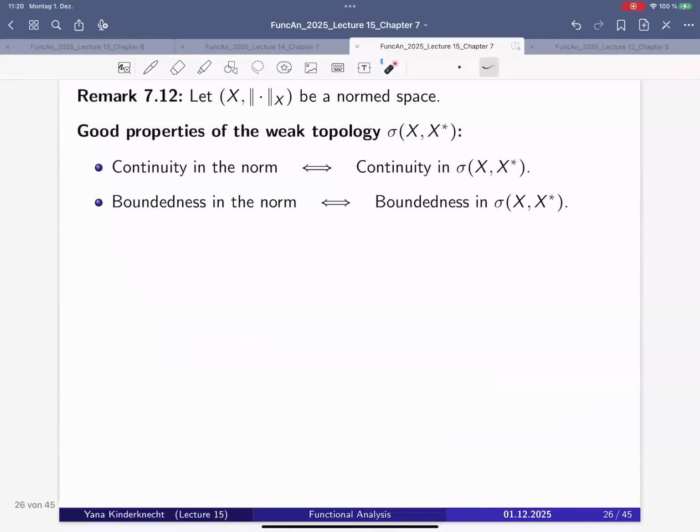Okay. Next good property. Boundedness in the norm is equivalent to boundedness in this topology. That is, our transition from the strong topology to the weak topology preserves continuity and preserves the set or amount of bounded sets. Before we discuss it, we need to clarify what this means. What does boundedness in this topology mean?